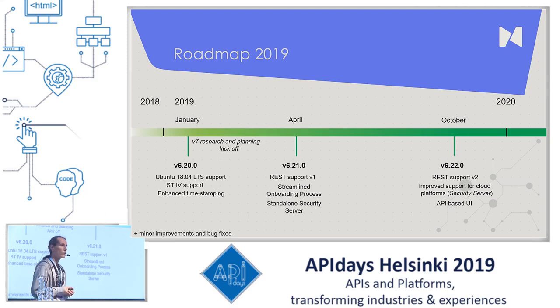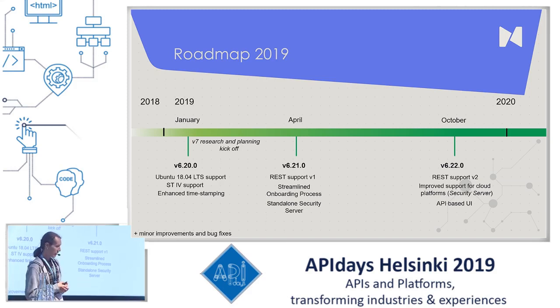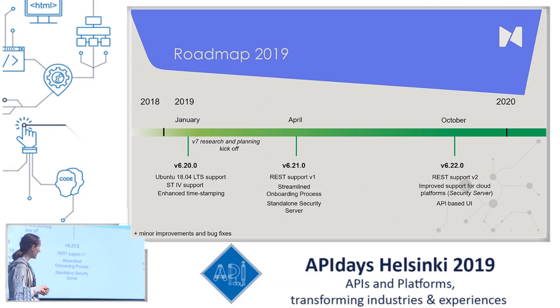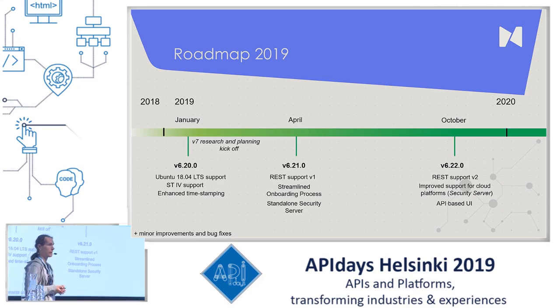So if you are not familiar with X-Road yet and you would like to test it, take a look at Docker Hub under the NIIS account. There is a standalone security server available as a Docker container. You can get it up and running by issuing one command, and then it is immediately operational for testing purposes. So it is a very easy way to test the platform.